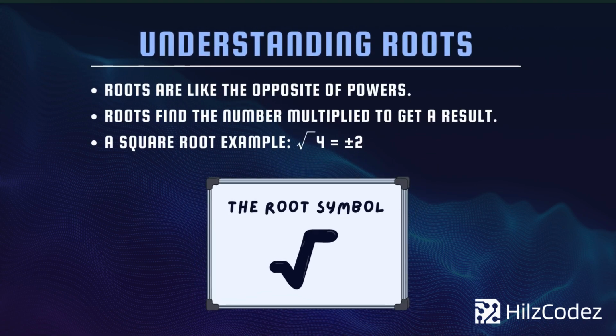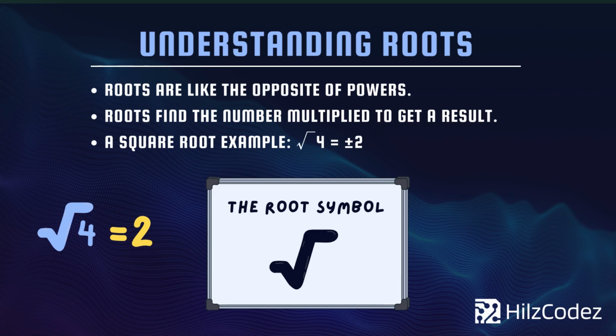Okay, let's talk about roots now. Think of them as the opposite of powers. Instead of multiplying a number by itself, roots help us find what number was multiplied to get a certain result. For instance, if we square 2, we get the answer 4. So the square root of 4 tells us what number when multiplied by itself is equal to 4. That number is 2, because 2 times 2 equals 4.